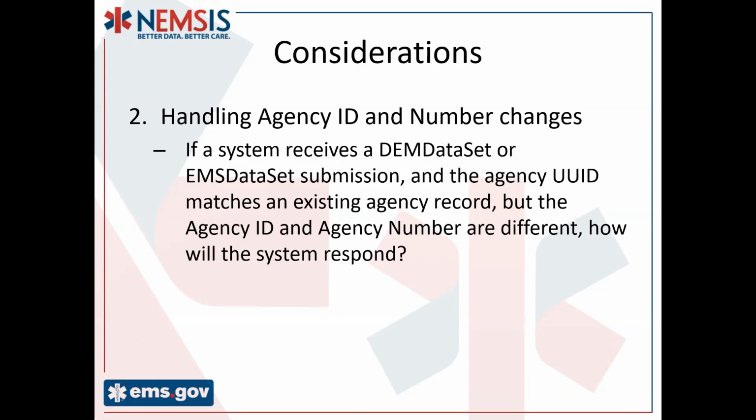Would it say, okay, I found a match on the agency UUID, so I'm going to go ahead and update the agency ID and agency number? I'm going to not update those elements, but just ignore them, but I'll go ahead and process the rest of the data. Or would I reject the data because I didn't have a match on everything?